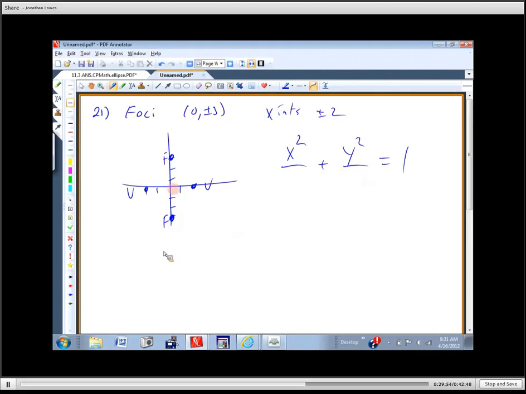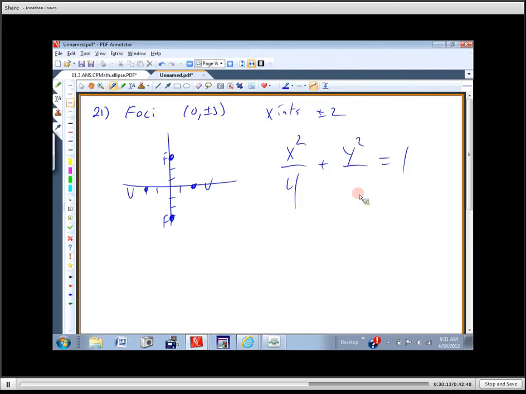From the center up to a focus, that's not one of those numbers. That's c. From the center over here, how far did I go in the x direction from the center? 2. What number goes underneath the x? 4. Put a 4 there. And again, we're expecting a big number underneath here.